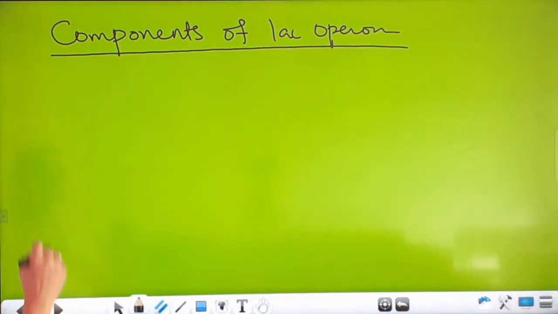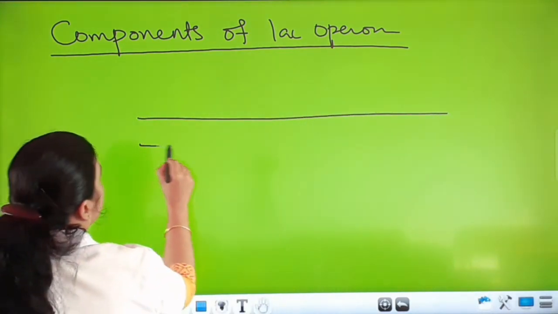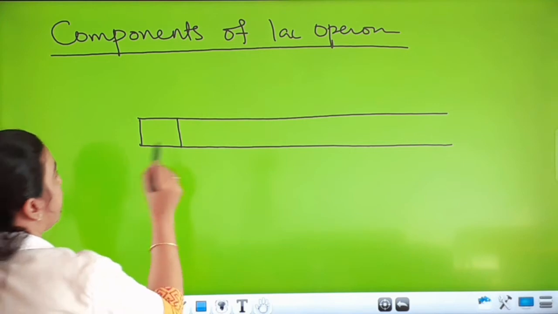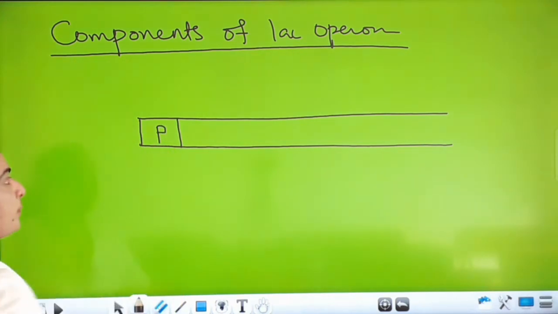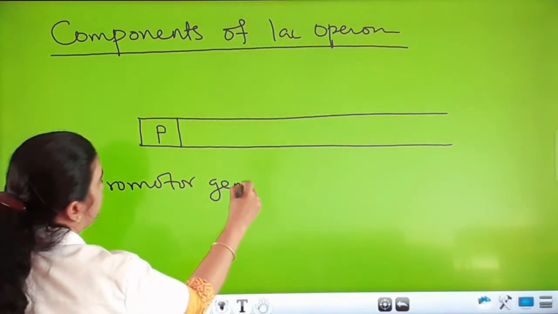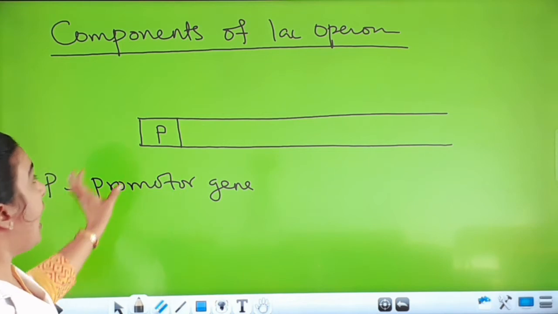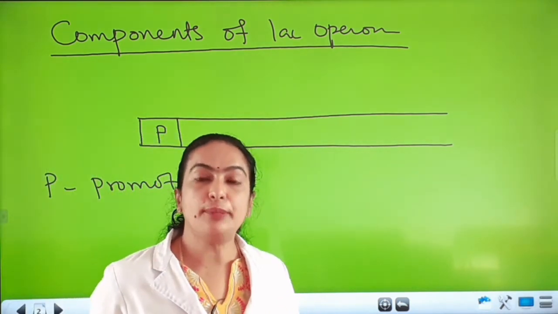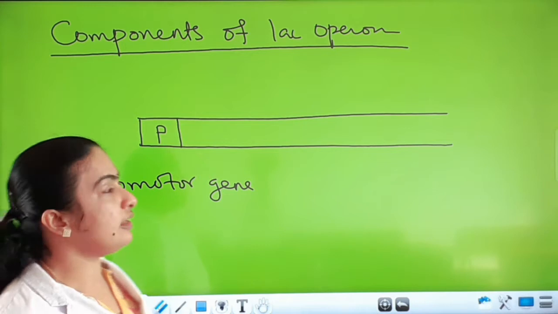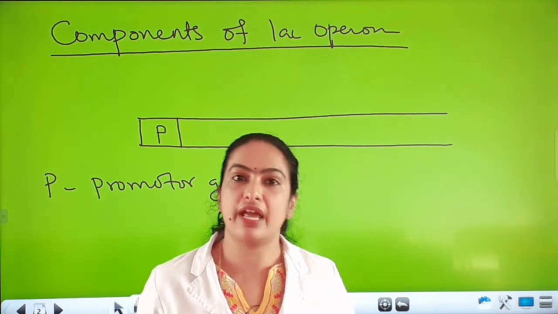Or we can say the components of operon. So for that, let's see. There is a part of the DNA segment, a gene called P gene or promoter gene. P stands for promoter gene. This is the first segment, the P gene or promoter gene, and this is the place where the enzyme RNA polymerase can bind. So the P site is the place where the DNA dependent RNA polymerase enzyme can bind for transcription.